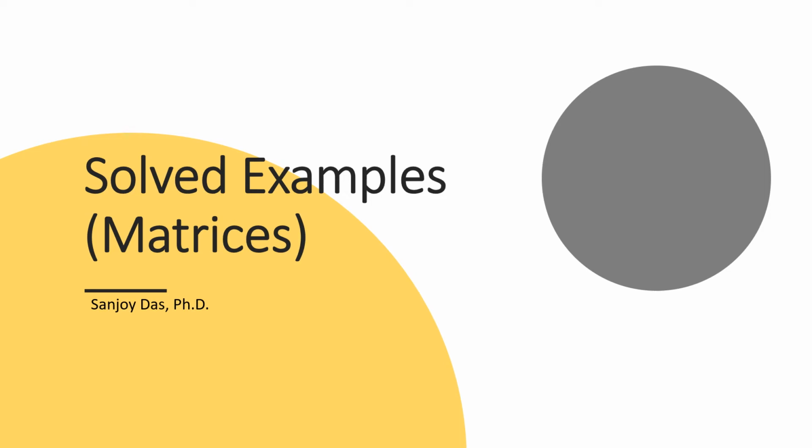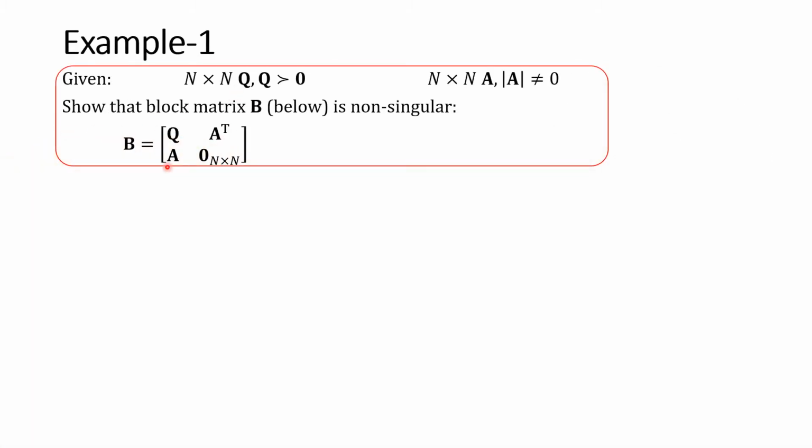We'll do 3 solved examples today. So we are given a square matrix Q, which is positive definite, and another square matrix A of the same size as Q, which is non-singular. And our goal is to show that this block matrix here is non-singular.